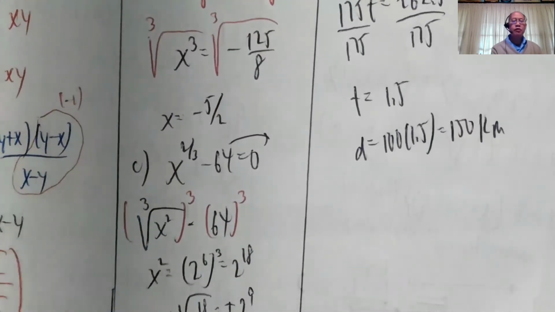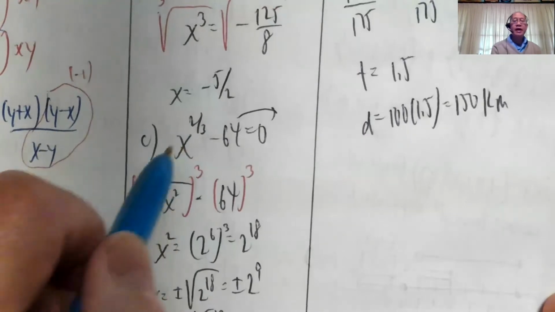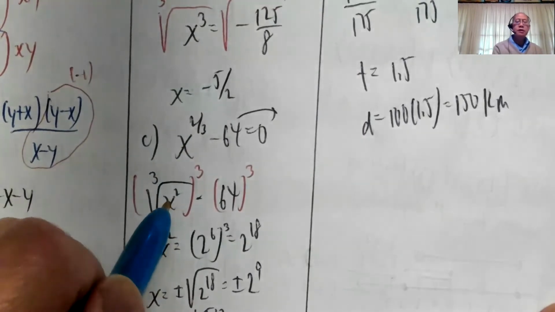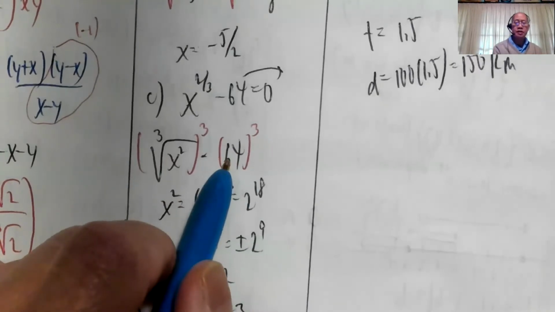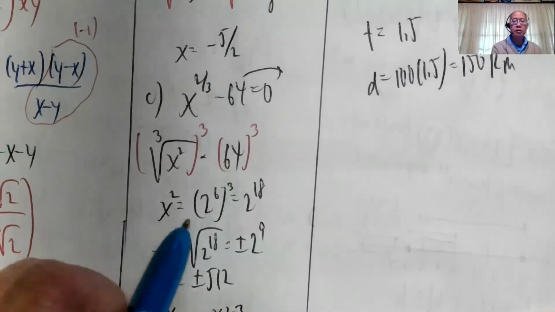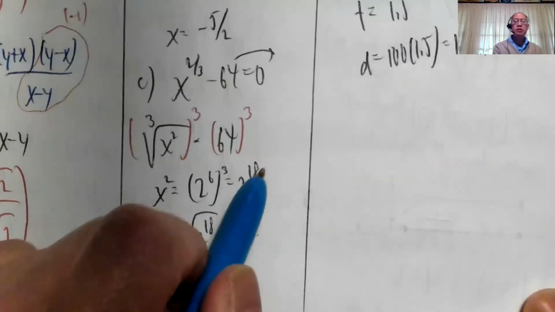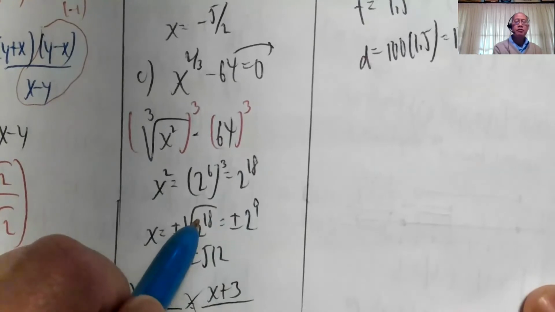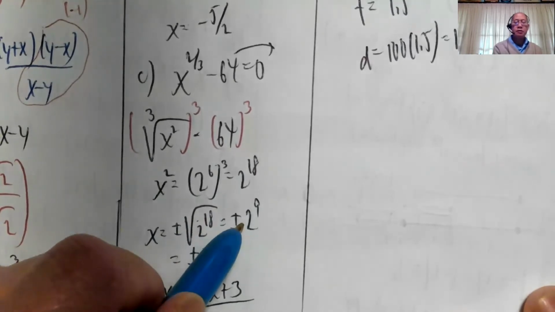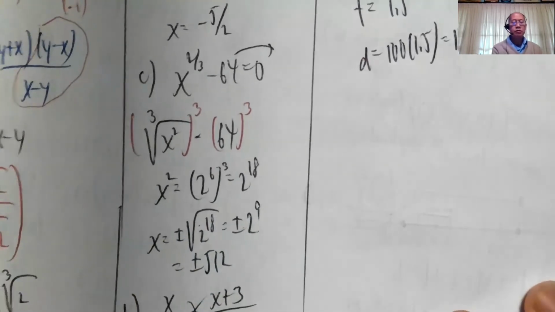C, move over to 64. Write this as cube root of x squared. Cube both sides. Okay, this is going to be a big number, but I'm going to think of it as 2 to the 6. 64 is 2 to the 6th power. Then you cube it. X squared is 2 to the 18th. Then by the square root property, x is plus or minus the square root of 2 to the 18th, which is 2 to the 9th. 2 to the 9th comes out to be 512.